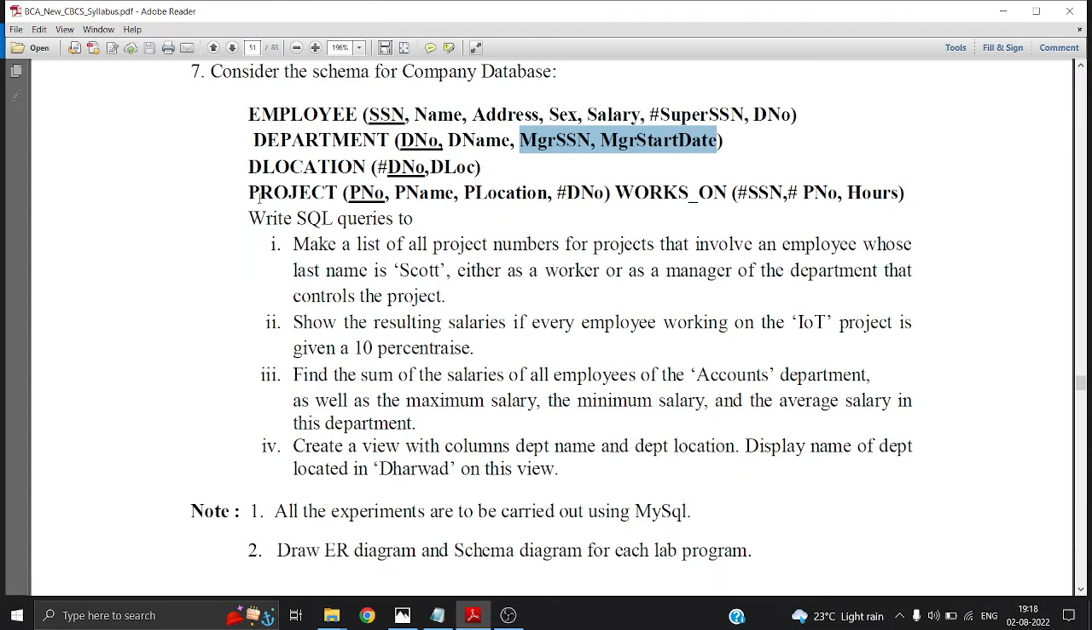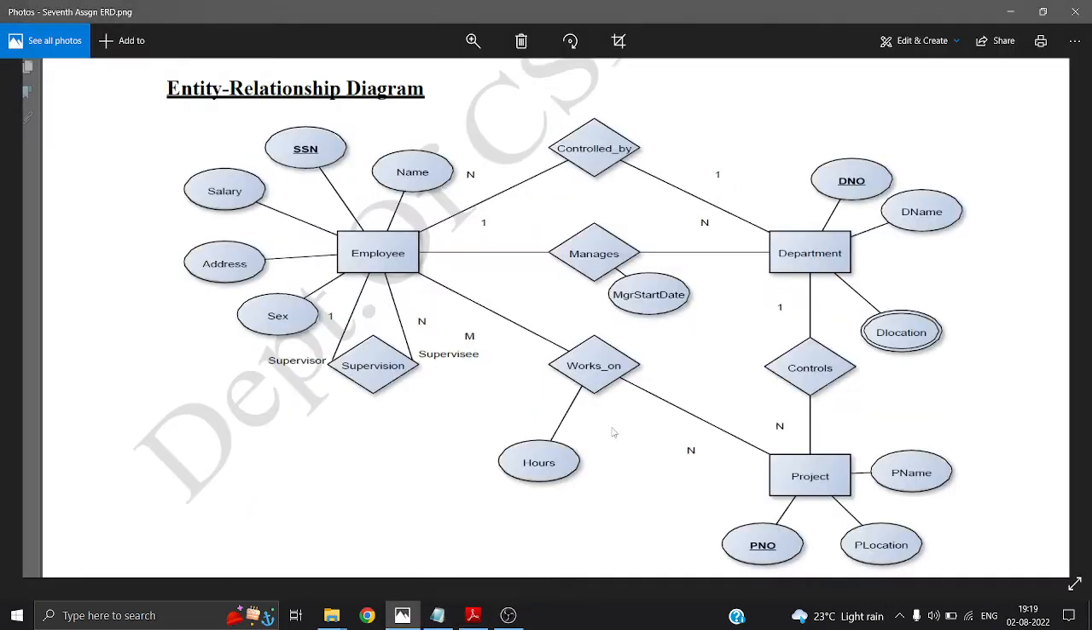So here you can see in the project table we are having the information about department number. The meaning of that is one department can control more than one project. Here this department number gives the information about which department controls which project. Okay, so now coming to the last relationship, that is works on.